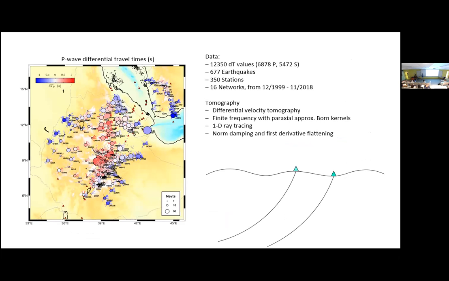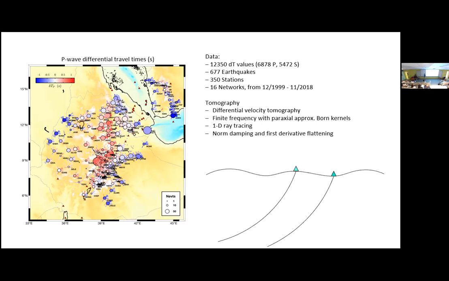Okay, so that was the surface wave study. I also wanted to show you some new imaging done with body wave tomography, which I think is quite complementary. So here are all the stations that I used. We measure differential travel times, twelve and change thousand, thousands of P and thousands of S, from almost two decades' worth of deployments in this region.